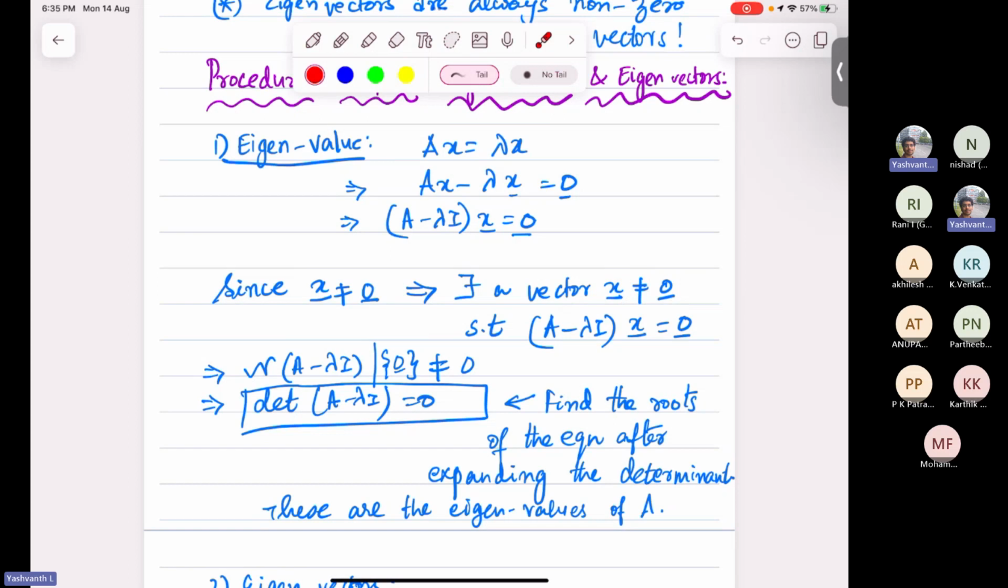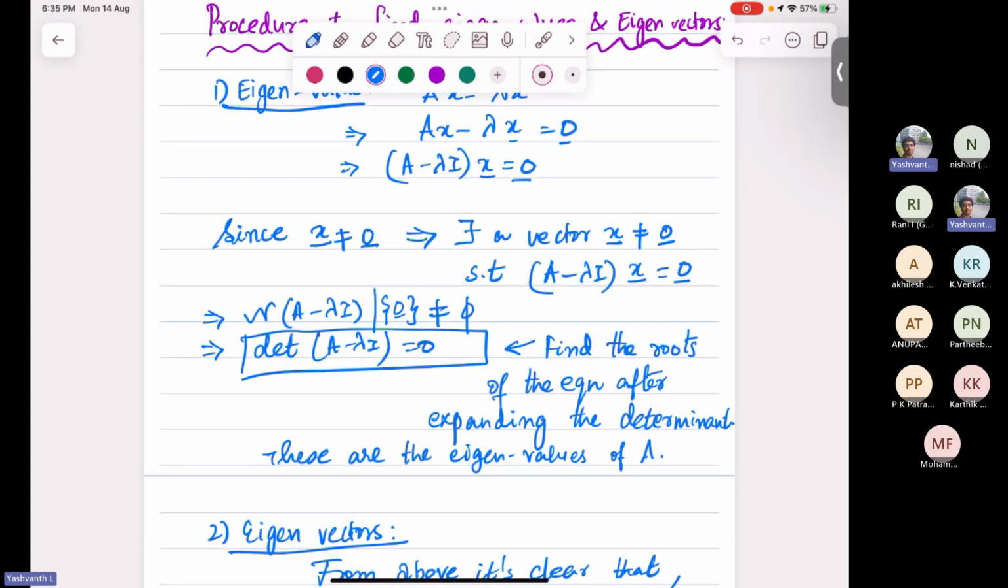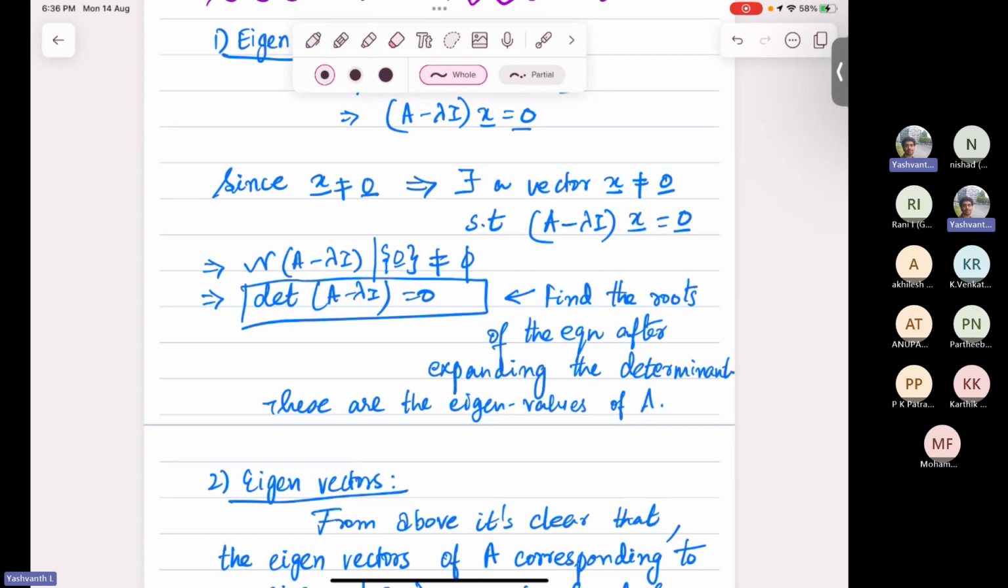What does it mean? The null space of the matrix A minus lambda I should contain a non-zero vector other than the zero vector itself. That is, the null space of A minus lambda I is strictly not empty. It has a non-zero vector inside it, and precisely we will see that those vectors are the eigenvectors of the matrix A corresponding to the eigenvalue lambda. If the null space of the matrix has a non-zero vector, the determinant of the matrix has to be 0.